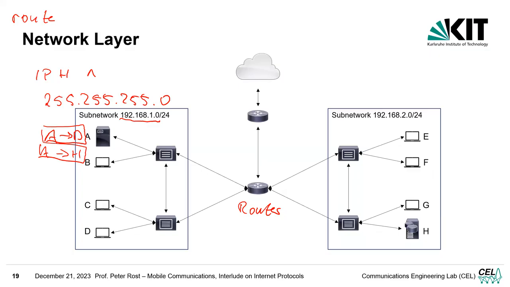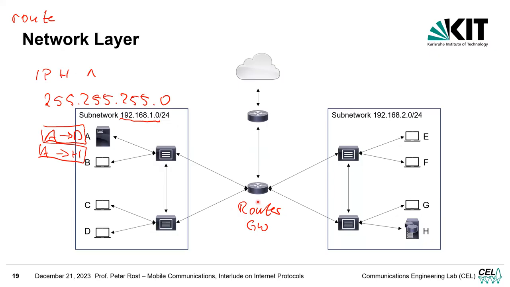Typically, you also have a so-called default gateway, default route. And this default route is then identified here with your gateway router. That means A learns if you want to deliver this packet to H, you first have to provide it to your gateway router. Okay.